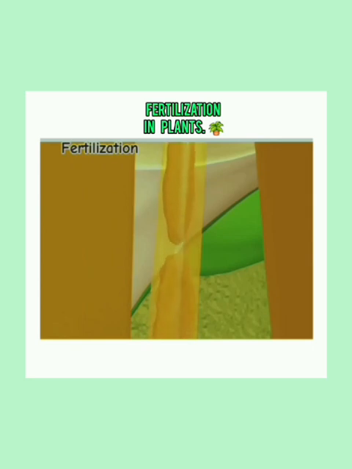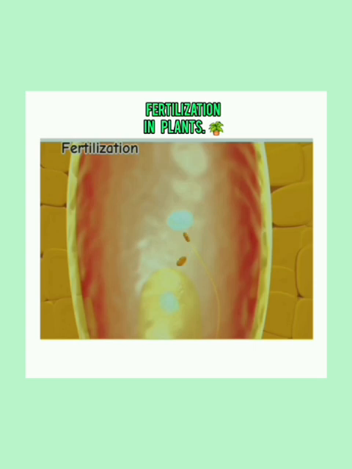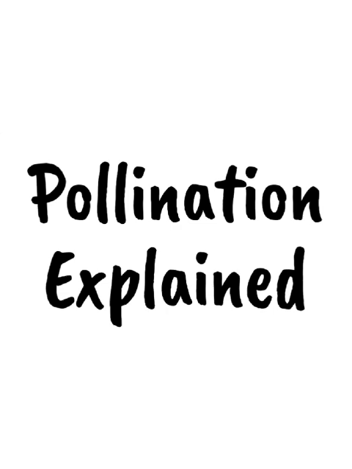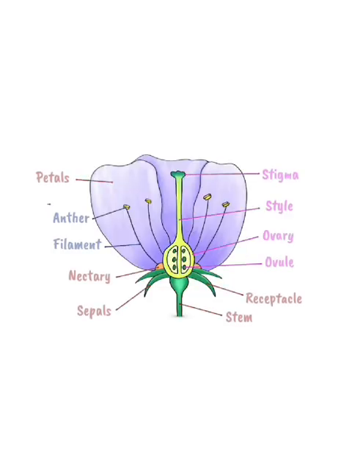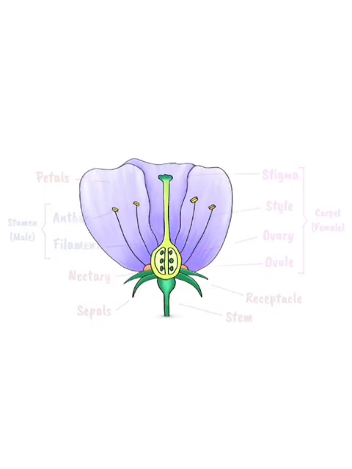After pollination and germination, fertilization takes place, where male and female gametes fuse and form a diploid zygote. Here I am going to explain in complete detail what pollination is and how it takes place. As you can see, the female and male reproductive parts of a flowering plant, with the names given on the right side and the left side. Note down all the names.